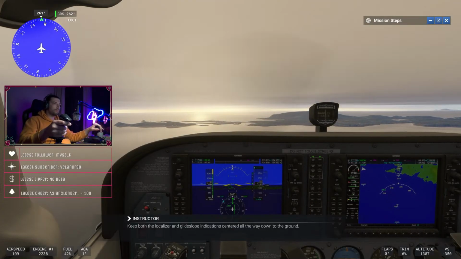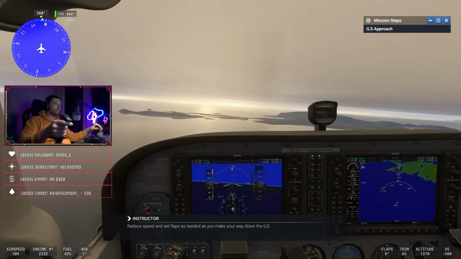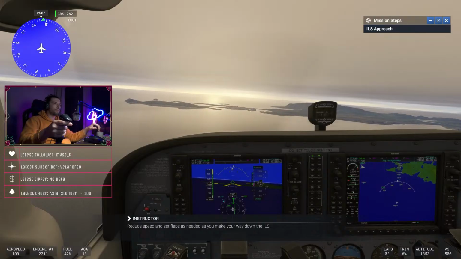Keep both the localizer and glide slope indications centered all the way down to the ground. Reduce speed and set flaps as needed as you make your way down the ILS.